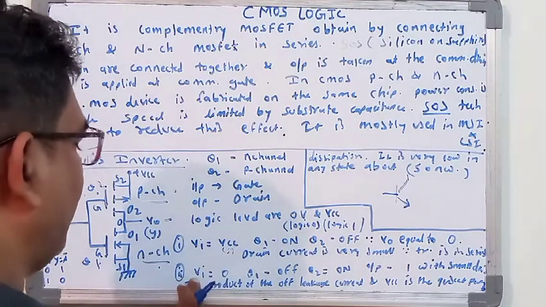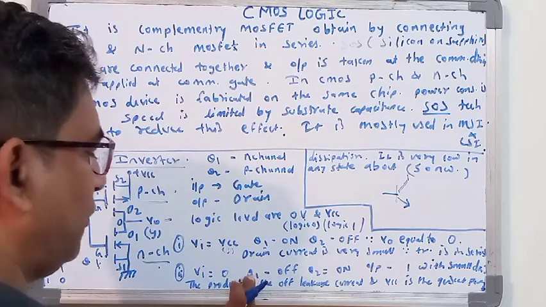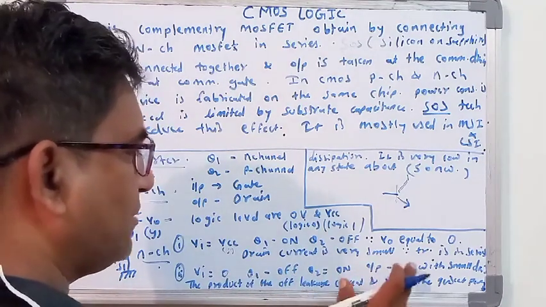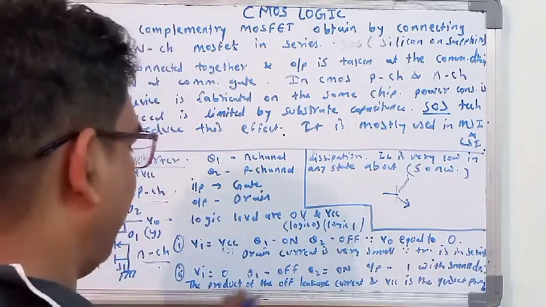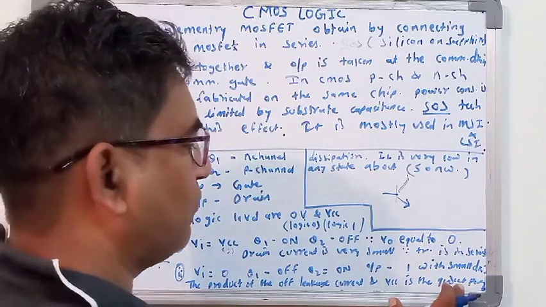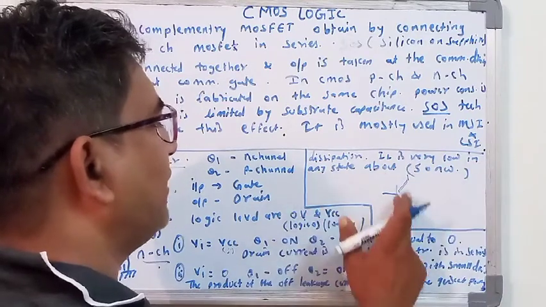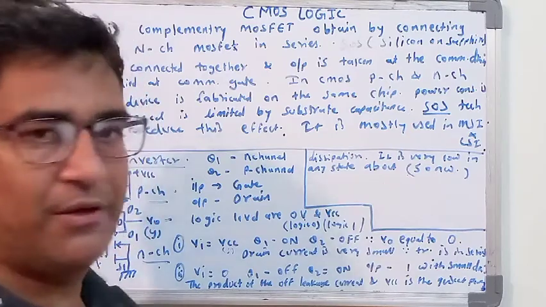So when we apply the input 0, the Q1 transistor is off and Q2 is on, and the output is 1. With a very small drain current, the product of the output leakage current and VCC is the quiescent dissipation. It is very low in any state, about 50 nanowatts. So it is a very small dissipation.